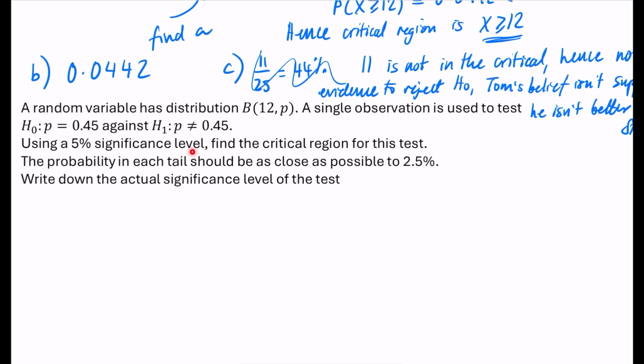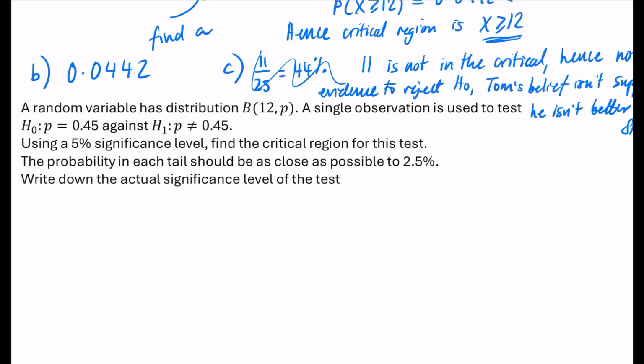Using a 5% significance level, find the critical region for this test. So it's a two-tailed test, which means the probability will be halved for each tail. And they've told us something in particular here, that the probability in each tail should be as close as possible to 2.5%.